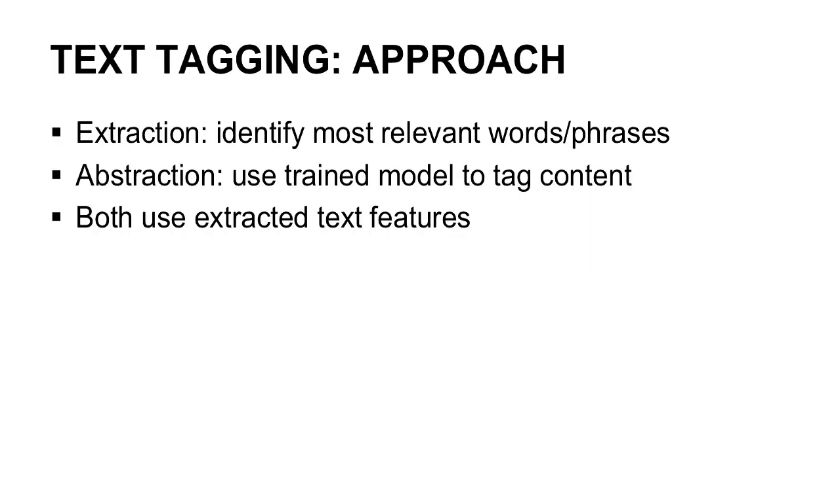So let's start with looking at text tagging. Very similar approach to what we did with summarization. Again, similar concept. One way is to extract the most relevant words or phrases, and this has been done for a long time. It's really plucking out the words that are most important. With abstraction, we're going a step beyond. We're using this trained model where it can tag content even if those words or phrases did not appear. We're getting more concepts bubbling to the top, even if they weren't mentioned with specific words or phrases. And again, we're using extracted text features here.